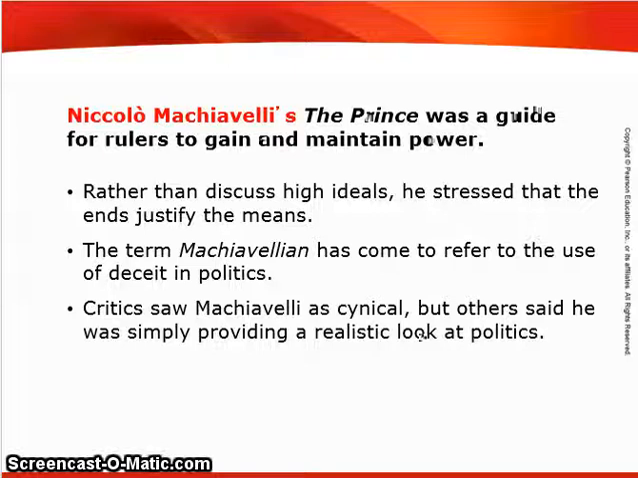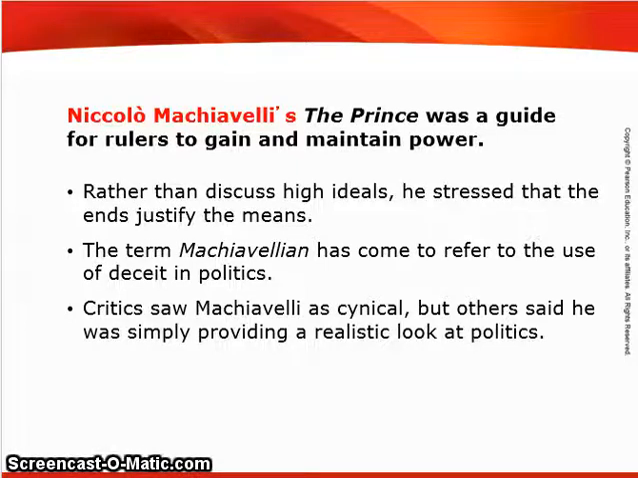Niccolo Machiavelli's The Prince was a guide for rulers to gain and maintain power. Once again, a how-to manual for a ruler of the time period. Rather than discuss high ideals, he stressed that the end justifies the means. Now, let me explain this. Meaning, if you're a ruler, if you're a king or a high-ranking noble and you're in charge of a city-state, you need to do what's necessary to get the result you want. So if it means lying to your people, then you lie. The end justifies the means.